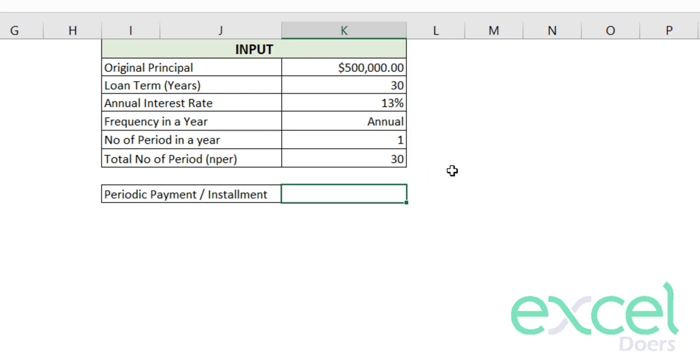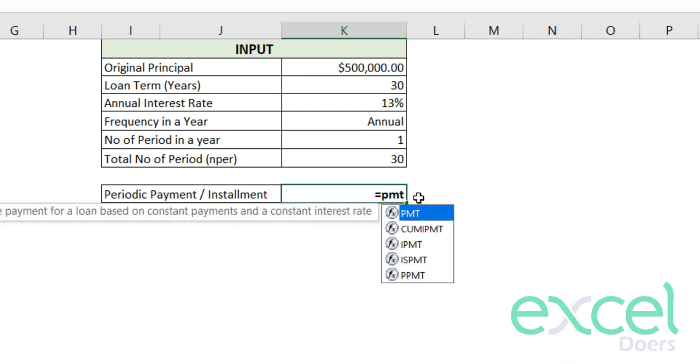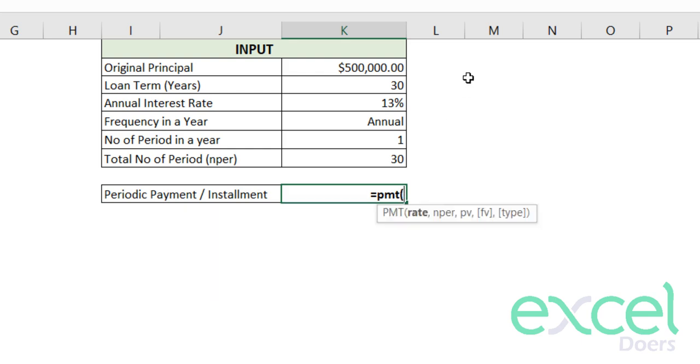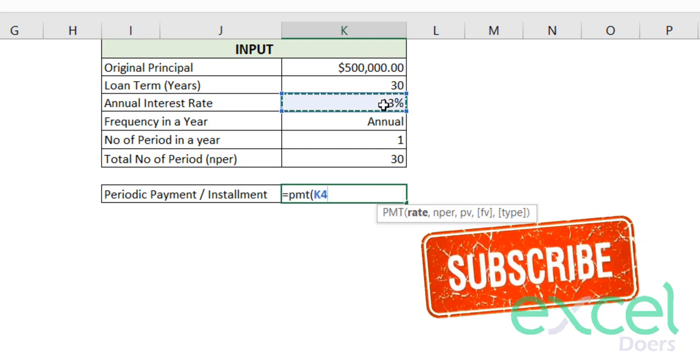So in order to calculate the installment, we will be using the formula PMT, payment, right? PMT. If you read what it says: calculate the payment for a loan based on constant payments and a constant interest rate, right? So you will open the bracket. Now it's asking for a rate. Okay, what is your rate? So my annual interest rate is this, right?